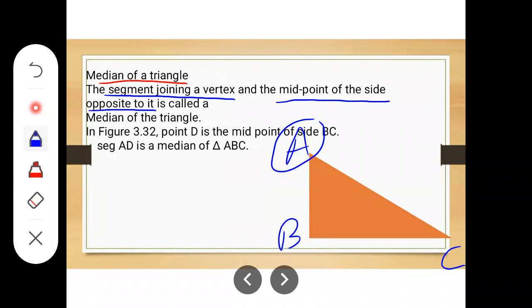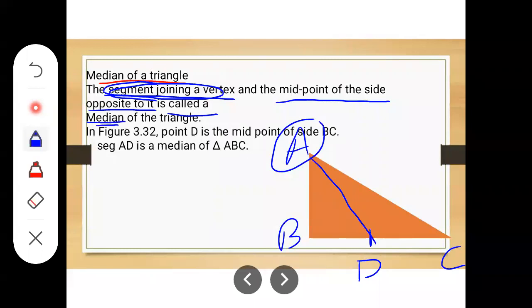So which is the side opposite to this one? The opposite side is BC. So I have to take the midpoint of this side. Okay. So suppose the midpoint will be D here. Now join the segment. The segment joining the vertex and the midpoint of the opposite side is called the median of the triangle.